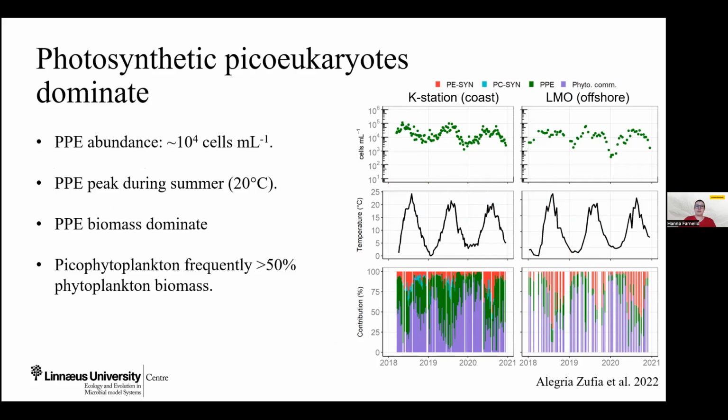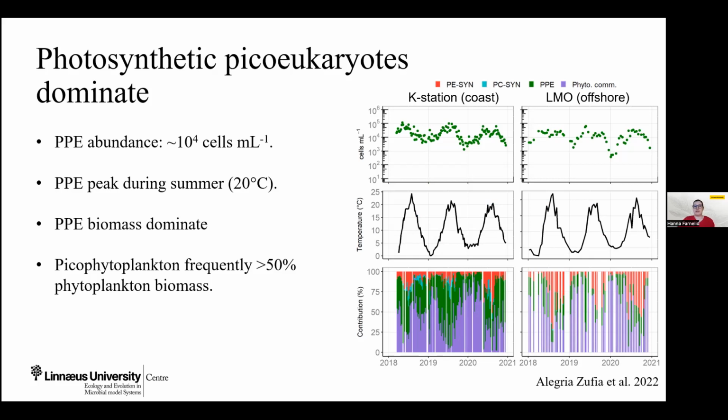And we were also monitoring the pico-eukaryotes, so the PPE populations. And this has not been done very extensively in the Baltic at all. And what we found was that the pico-eukaryotes were also quite abundant at 10 to the 4 cells per milliliter. They were also peaking in summer where temperatures were around 20 degrees or above.